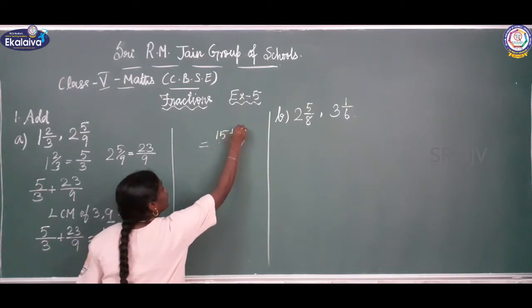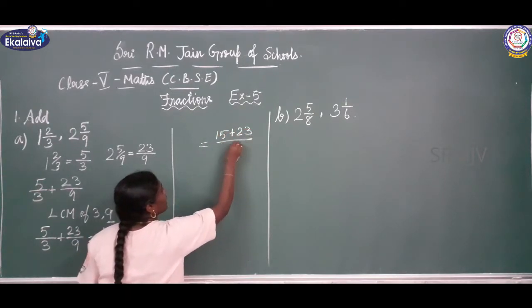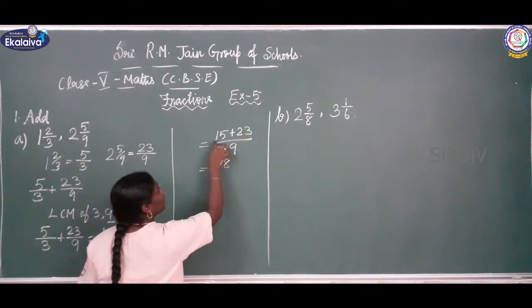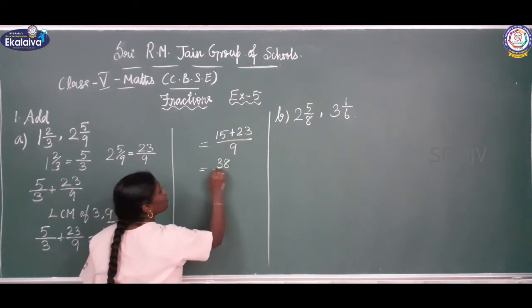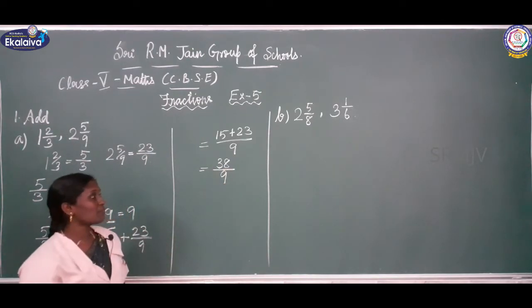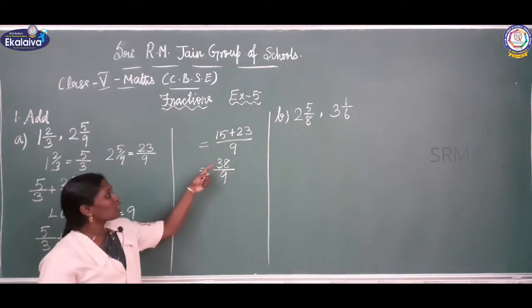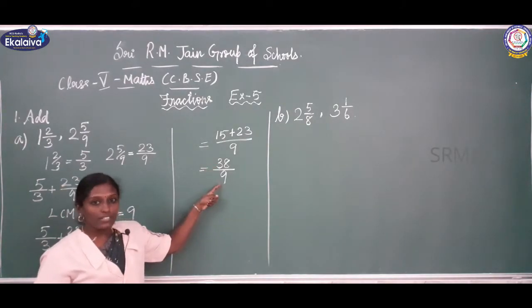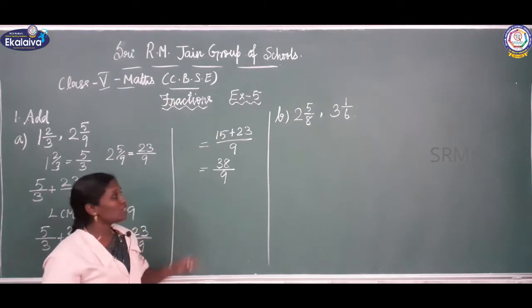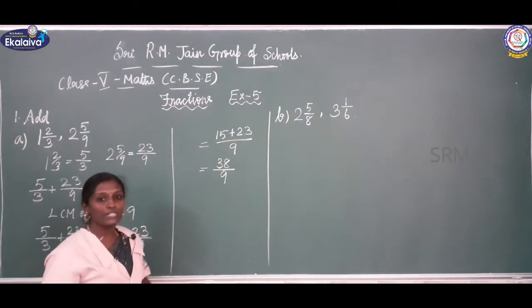15 plus 23 divided by 9. Here 5 plus 3 is 8. 1 plus 2 is 3. So we will get 38 by 9. Here see the fraction 38 by 9. Here the numerator is greater than the denominator. So this fraction is an improper fraction. So we are going to convert it into a mixed number.